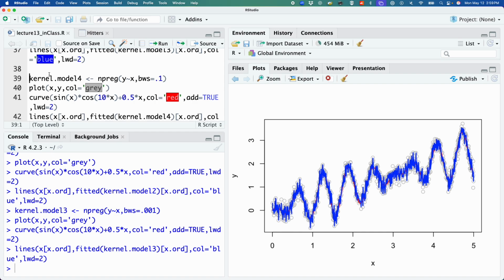And let's go in the other direction. Now let's see what happens as you move the bandwidth larger and larger.